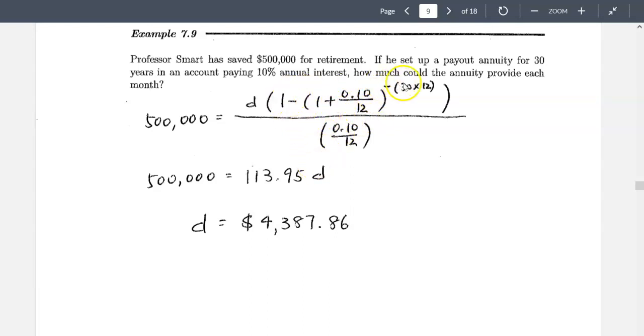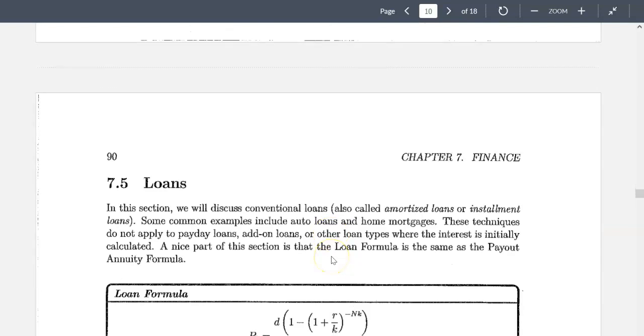Once you do the calculator on the right-hand side, you get 113.95 times D. You divide that number on both sides, and you'll find out the money you can withdraw every month is $4,387.86.